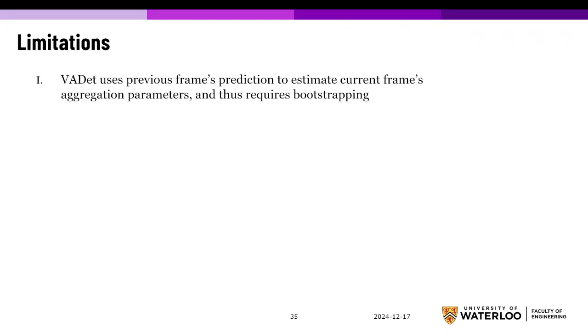So our work has a few limitations. First of all, like I mentioned, we assume that we have a previous frame prediction to bootstrap or to determine the region of aggregation for our current frame point cloud. When we start the algorithm, we need to bootstrap it, and in our case, this is done by simply running a normal detector for the first 3 frames, and then gradually we'll start aggregating more and more frames.